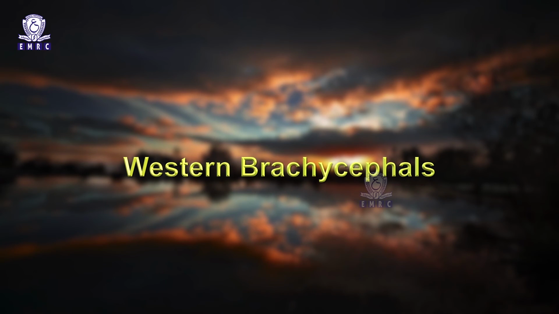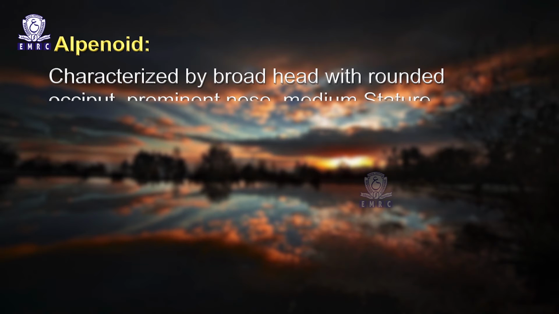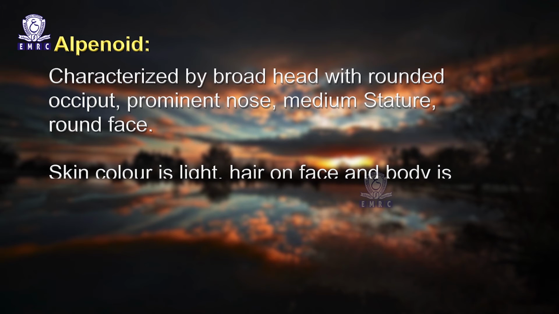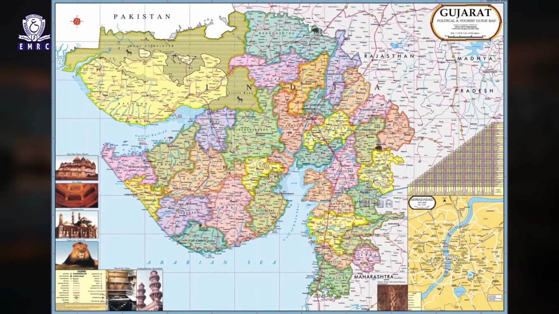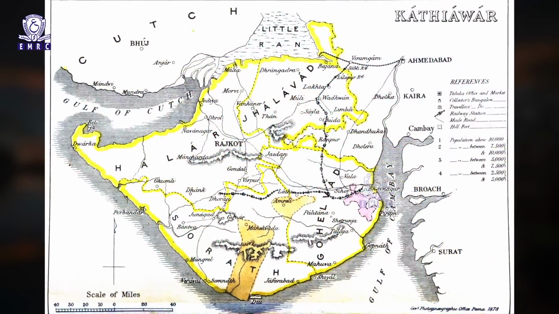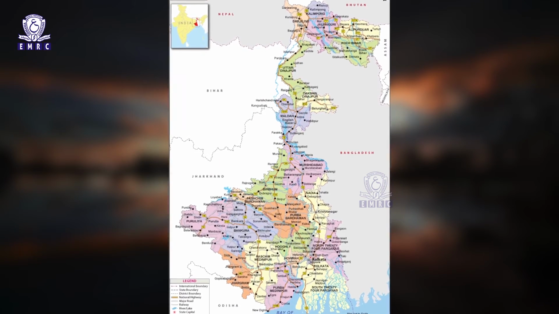Coming to the fifth one, the Western brachycephals, they have been divided into three types. First one, the Alpinoid, characterized by a broad head with rounded occiput, prominent nose, medium stature, and round face. Skin color is light, hair on face and body is abundant, and the body is thickly set. This type is found among the Bania of Gujarat, the Kharati of Kathiawar and the Kayastha of Bengal, etc.